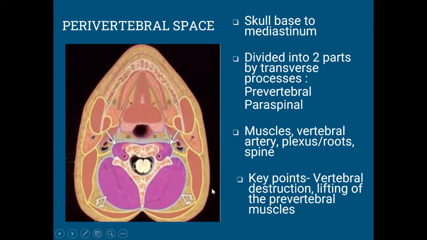And just important points to remember in perivertebral space involvement, two features very peculiar to the space involvement would be vertebral destruction, and secondly lifting of the prevertebral muscles. So any vertebral destruction will definitely be epicentered in the perivertebral space, and secondly any pathology here which will cause the lifting of the prevertebral muscles will give us a clue that the epicenter of the lesion is in this perivertebral space.